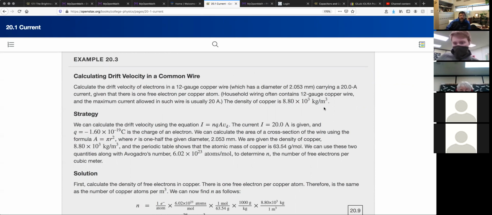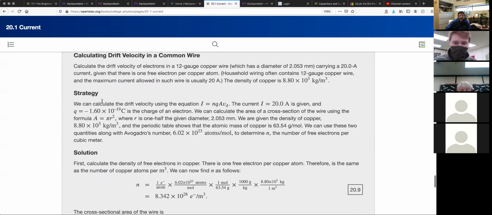It's also copper wire, so that tells us the density of copper. Then we're going to calculate the drift velocity using the equation that we've got here. So the current is 20 amps, of course. The charge is going to be the charge of an electron because that's what's moving. For the area of the cross section, we're going to use pi r squared for the area of a circle. So we get half of this diameter, square it, and multiply by pi.